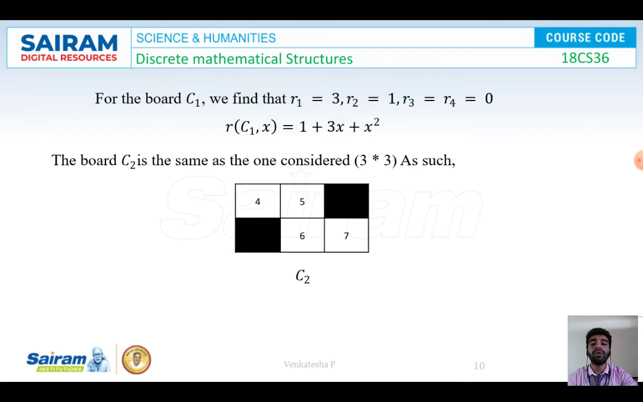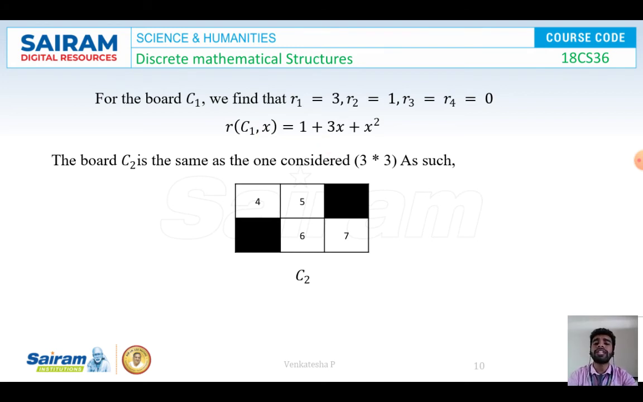So now for this board, I will be making the rook polynomial. From the board C1 we got R1 is equal to 3, R2 is equal to 1, R3 onwards it will be equal to 0. Therefore, R of C1 comma x is equal to 1 plus 3x plus x square.